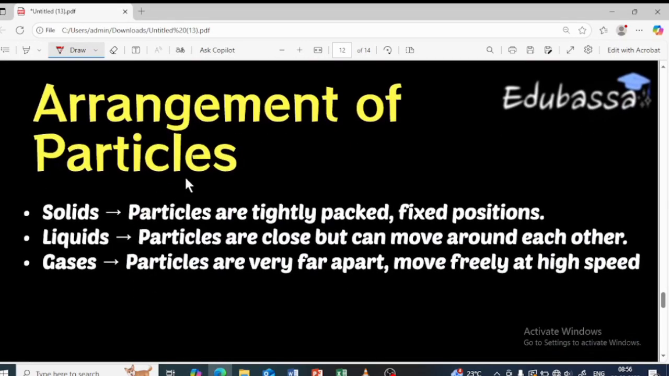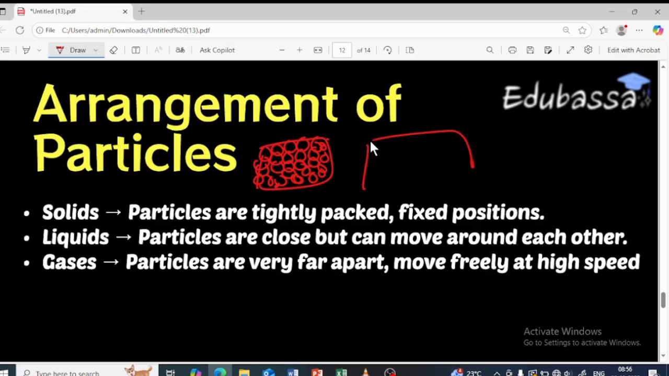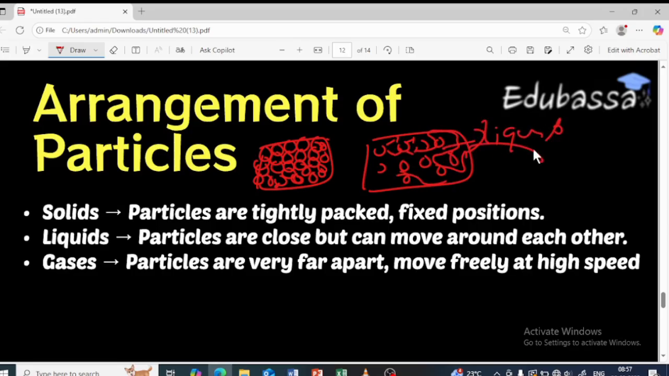Then, about the arrangement of the particles, which we have already discussed, once again we'll discuss. In solids, the particles are tightly packed and they are in a fixed position. These particles will not move. They cannot move by themselves, so they are tightly packed, hence they cannot move. Whereas in liquids, the particles are close but not very close, and they can move a little. They can move around each other, like it can move here. Hence liquids take up the shape of their containers.